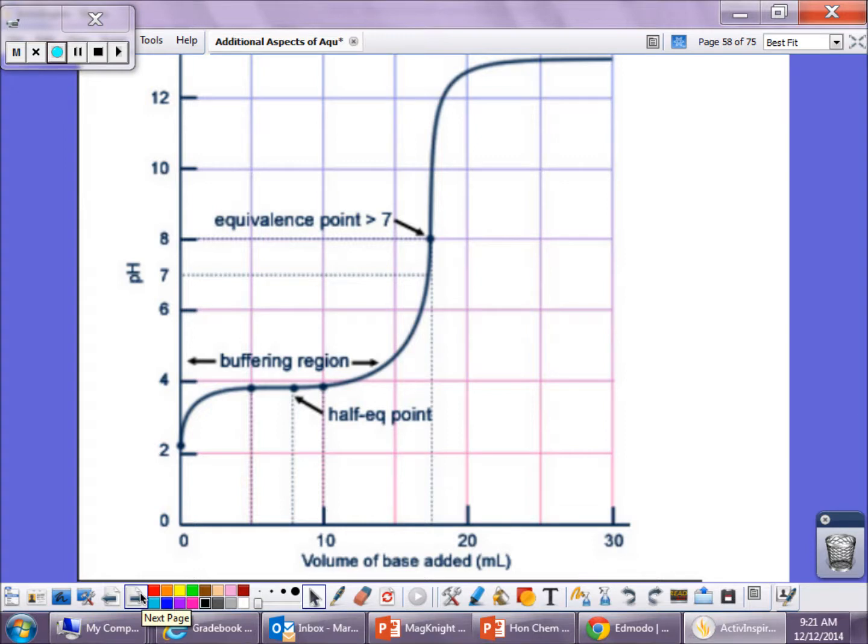Okay, I already said this is the buffering region. It is flat, where you don't have a big change in the pH. And as you know, if you have a weak acid versus a strong base, your equivalence point will not be at 7. Because a weak acid plus a strong base give you a basic salt, the equivalence point will be higher than 7.